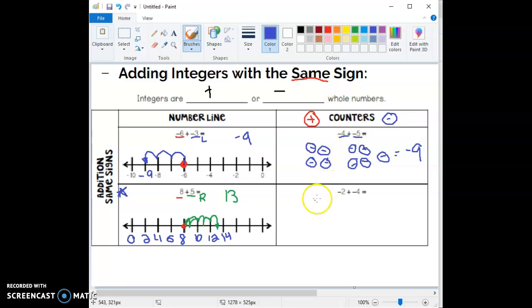I'm going to go ahead and do it. Right here it's negative, so I have to draw 2 negative ones. If I look here, this is also negative, so I have to draw 4 more negatives. And they're all the same sign, so I can just add them together. 1, 2, 3, 4, 5, 6. There's 6 counters. They're all negative, so it is a -6.